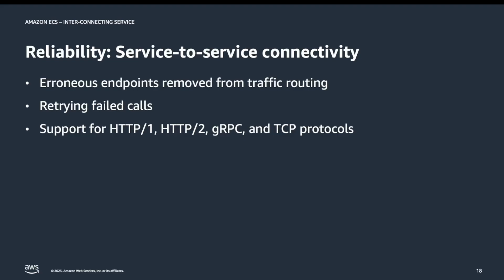Next is the reliable service to service connectivity. We perform an outlier detection, detecting problems within individual containers and tasks, for instance, when they return 5xx errors. Next, we take those erroneous tasks out of traffic routing, and all this happens at the network level. Additionally, Amazon ECS Service Connect automatically retries failed calls, so the calling application never gets to experience the task level issues for TCP, HTTP1, HTTP2, and gRPC connections.